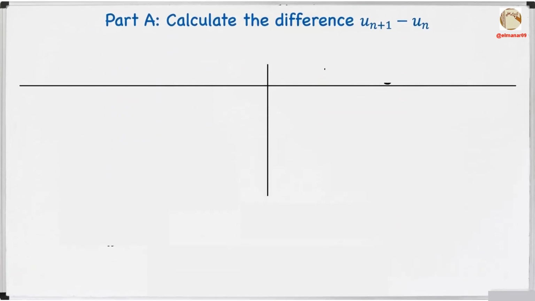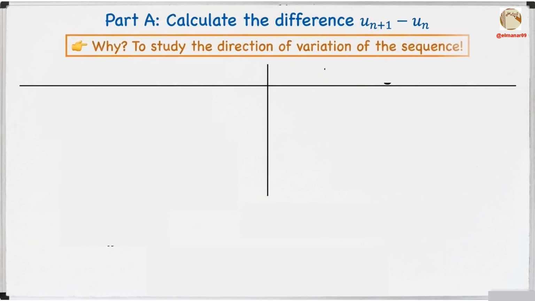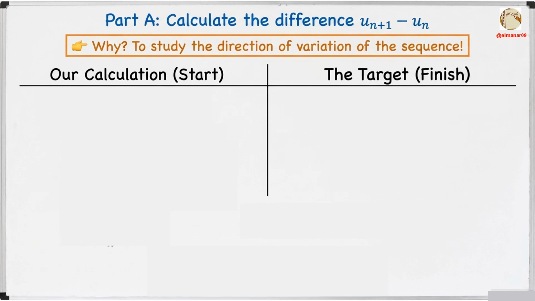To understand if our sequence is going up or down, we need to calculate the difference, u sub n plus 1 minus u sub n. This looks messy, but we have a target. On the left, we start our calculation. Replace u sub n plus 1 with its definition and subtract u sub n.